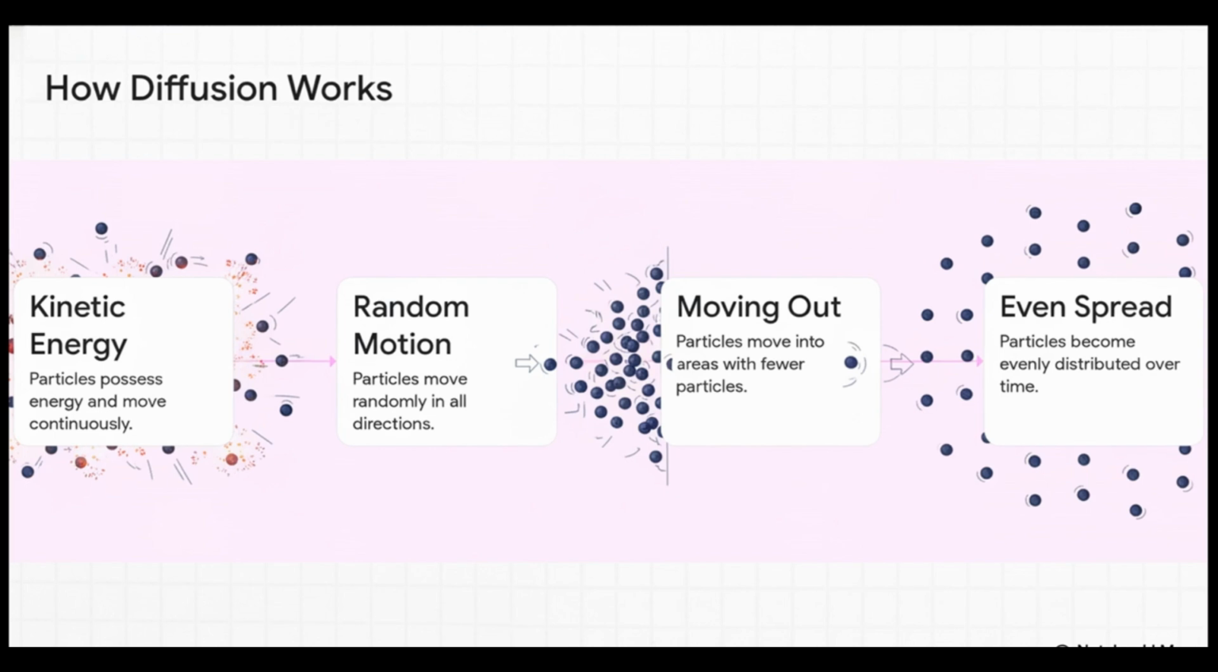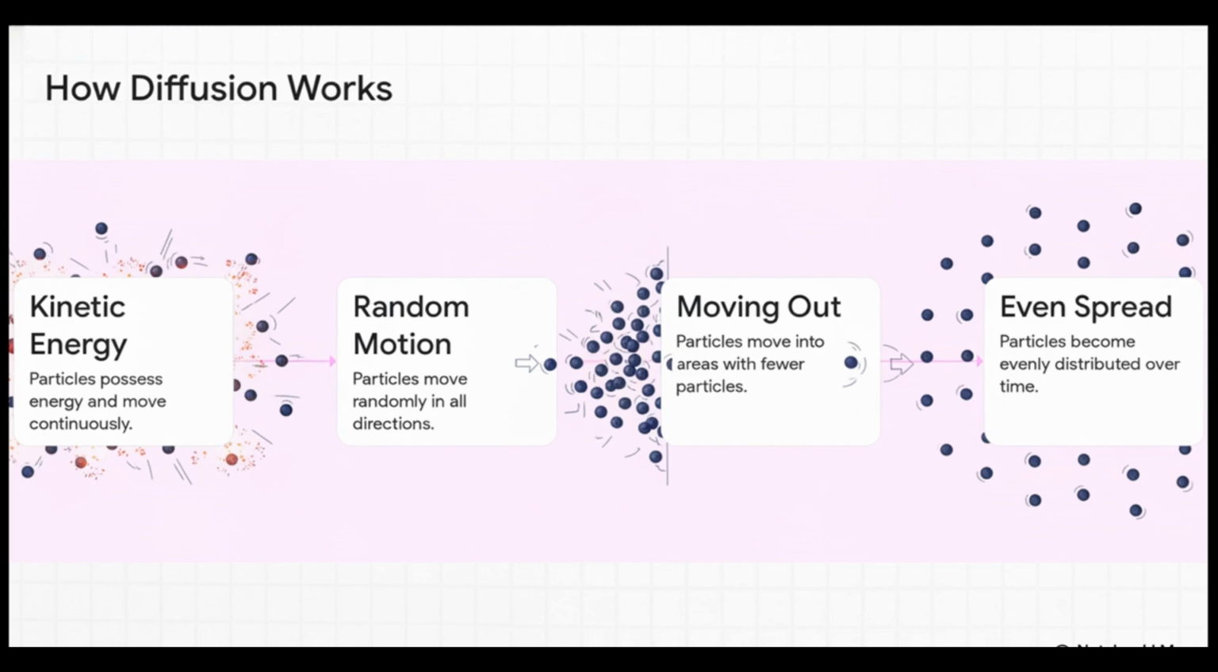Well, this brilliantly illustrates the step-by-step process. Step one is the engine of the whole thing. Particles possess kinetic energy. Because they have this energy, they're in continuous motion. Step two shows us that this movement is completely random. They're just zipping and bouncing around in all directions.